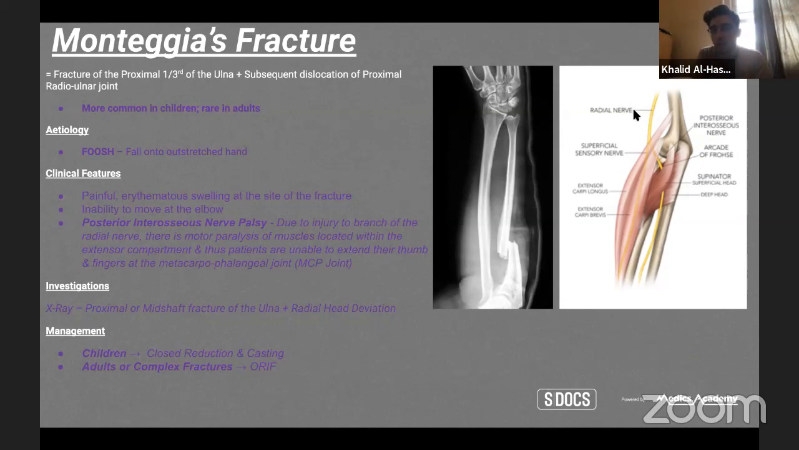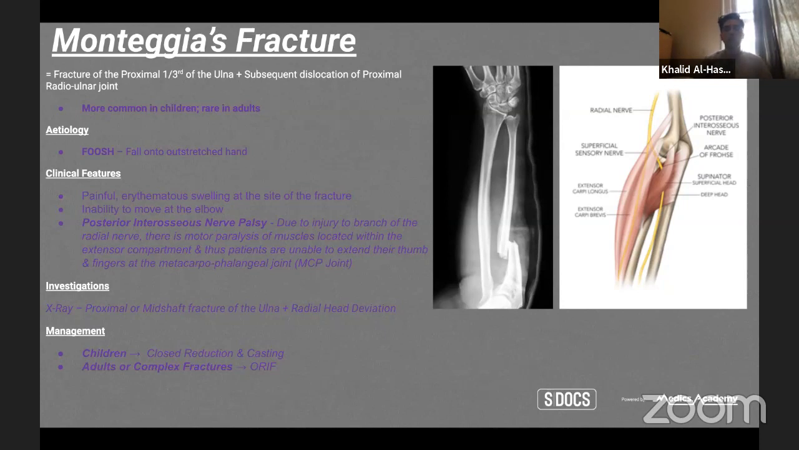You can see here that this is the radial nerve. The radial nerve tends to pass through the arcade of Frohse. The arcade of Frohse is formed by the nerve passing underneath the thickened heads of the supinator muscle within the extensor compartment. As mentioned, it is a motor nerve and it's responsible for motor innervation. Therefore, it usually results in paralysis of the muscles within the extensor compartment, and subsequently we're not able to move our fingers or our thumb.